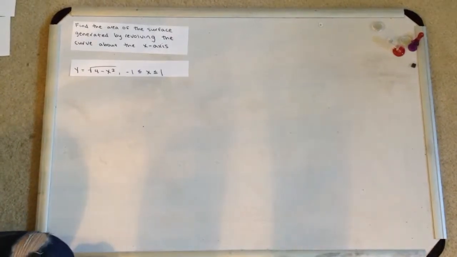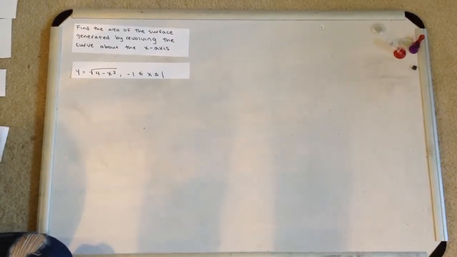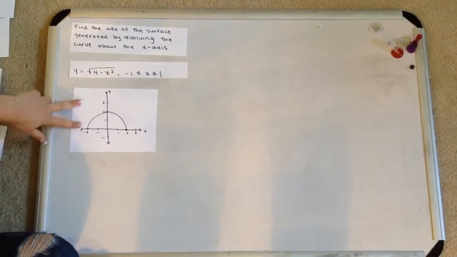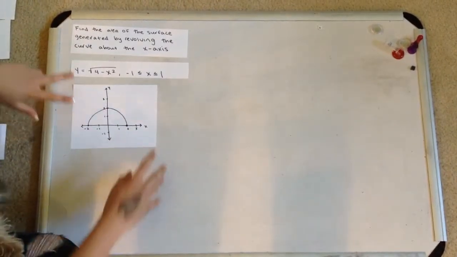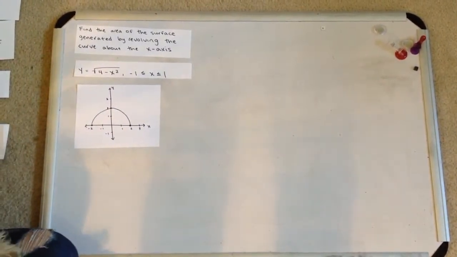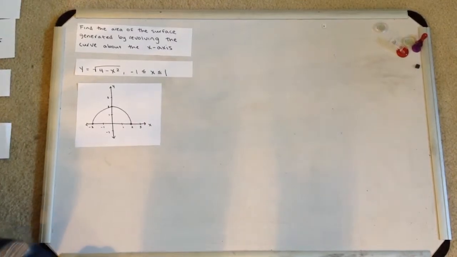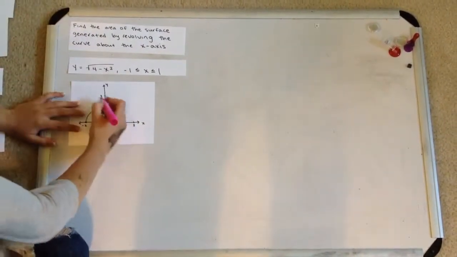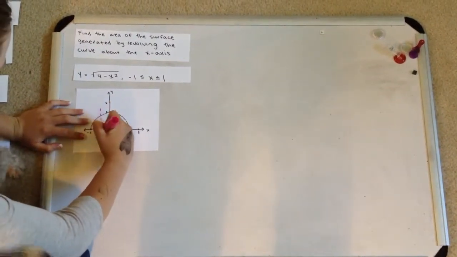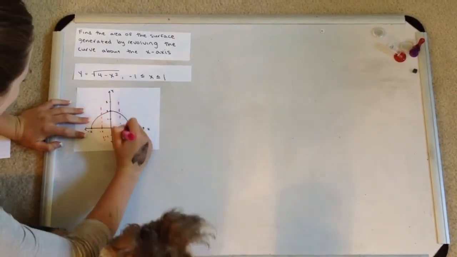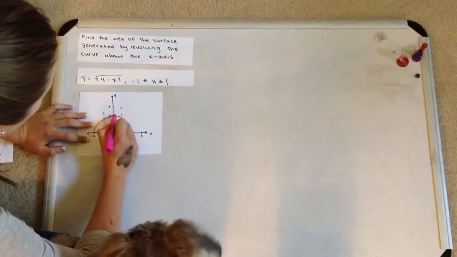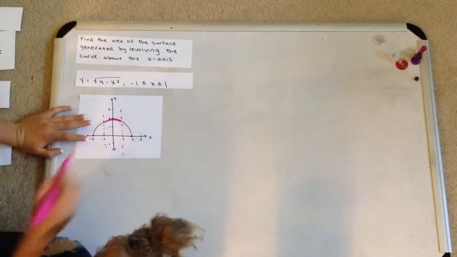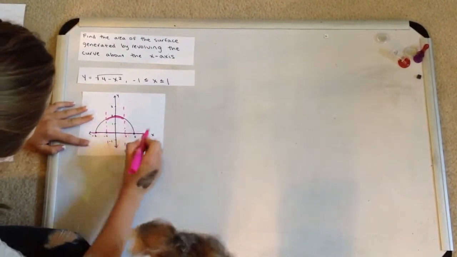Now, the first step, what I usually do, is I draw the graph just to see what I'm working with. I already took the liberty and drew that for you. Now, we are dealing with this area right here, from -1 to 1. So we're dealing with this little section right here, about the x-axis.